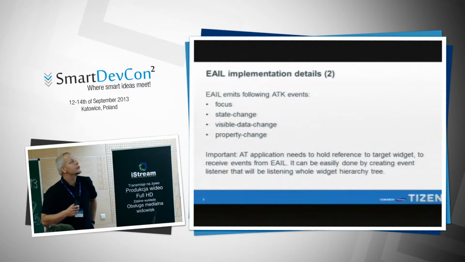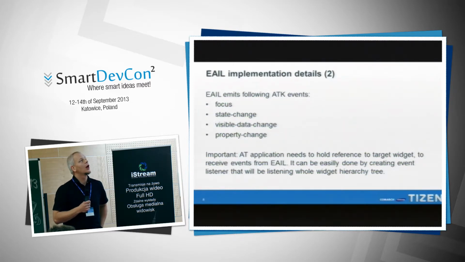Here I would like to show that the library emits some ATK events. It's focus, state change, visible data change, and property change. So every time some element is focused, the library emits a signal that can be used by this assistive technology. So I think that's obvious.